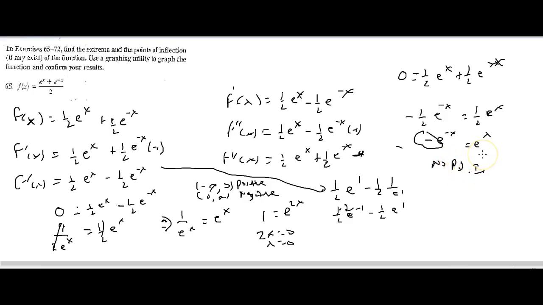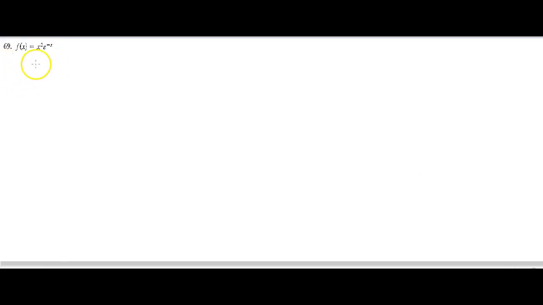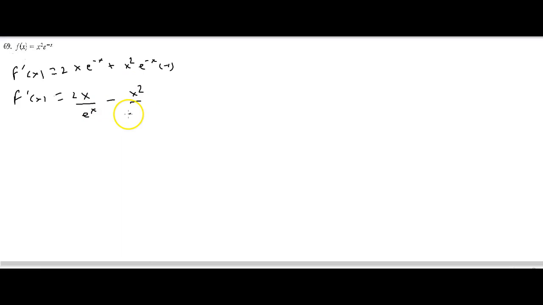All right, pausing it. See if I can get the last one in before my time expires. All right, more of the same. First derivative, second derivative. So I get two things multiplied together. So I use a product rule. f prime of x equals 2x e to the negative x plus x squared e to the negative x times negative 1. So f prime of x would be equal to 2x, since it's e to the negative x, I'm going to put on the bottom, make my life a little bit better, minus x squared over e to the x.